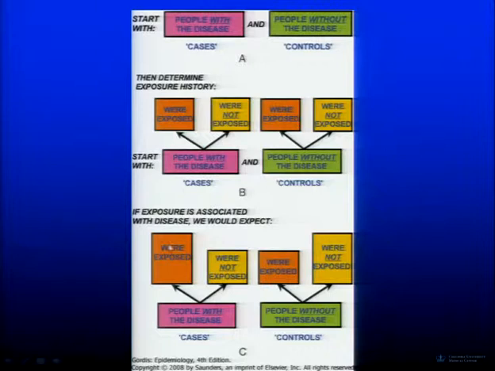Okay. So this is kind of the schema that we're looking at. We start with the people with the disease, without the disease. They come down here. Then we determine their exposure history, whether or not they were exposed. If the exposure is associated with the disease, we're going to expect that people with the disease are going to have much higher rates of exposure, and the people, the controls, without the disease are going to not be exposed. That's kind of what we expect to see if there really is an association, at least graphically, you know, what it would look like.